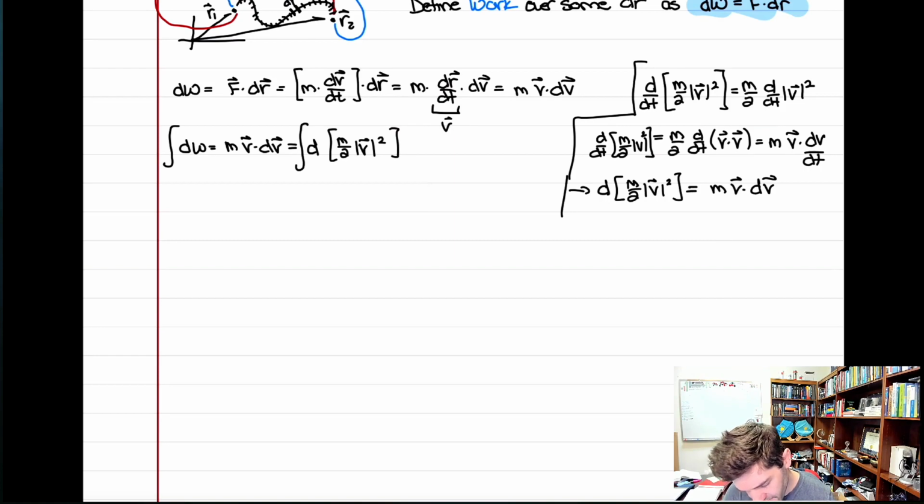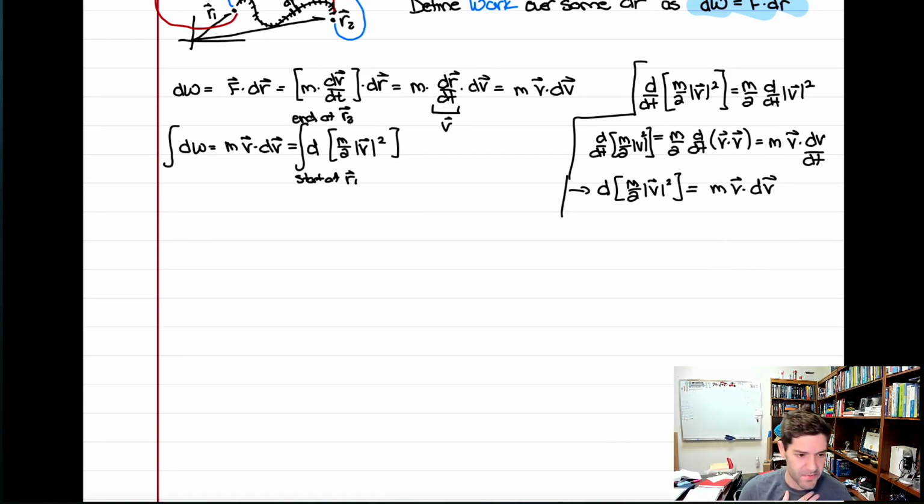So in this case, if we want to do, say, the net work, that's going from, say, some location R1 to R2. So this might be starting at R1 and then ending at R2. That is a particular path that we're taking. Though, of course, this integral is just an integral of a scalar, so it really only matters what's going on at the endpoints.